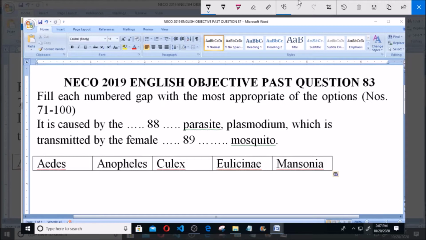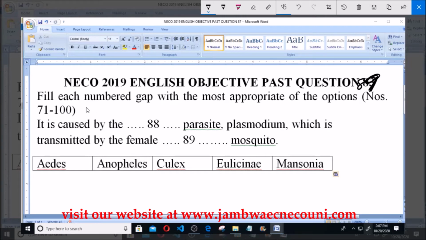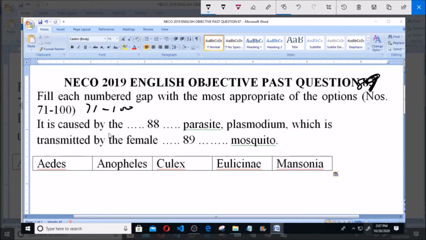Question number 89. The instruction here says fill each numbered gap with the most appropriate of the options, and this instruction is to answer questions 71 to 100. The statement here says it is called by the dash, and we agree that under it we say it is called by the blood parasite plasmodium, which is transmitted by the female dash mosquito.